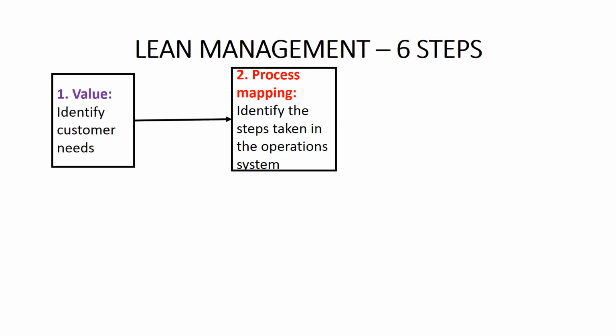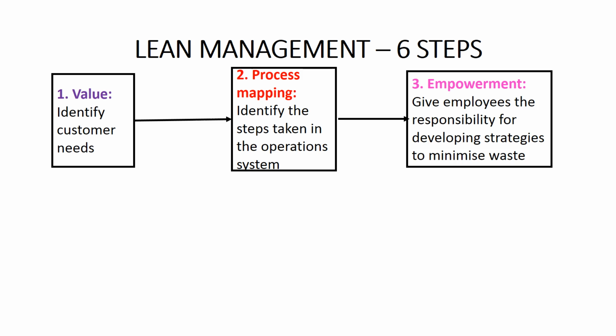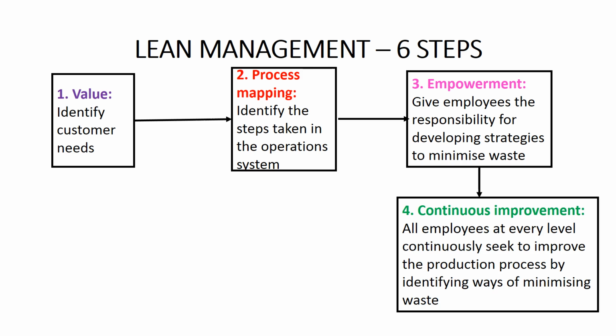The third step in lean management is empowerment. This means that the business must give its employees responsibility for developing strategies to minimize waste. The fourth step is continuous improvement. This means that all employees at every level of the business must continuously seek to improve the business's production process by identifying ways of minimizing waste.